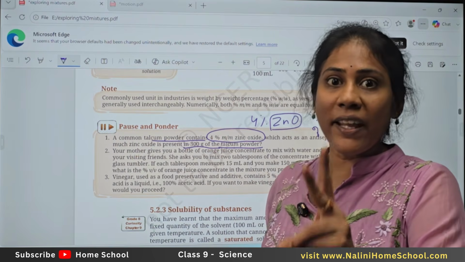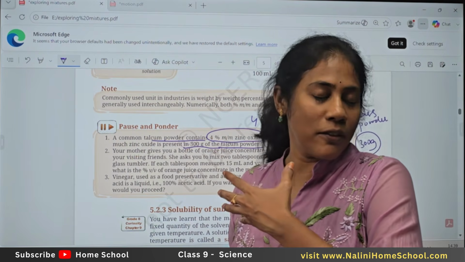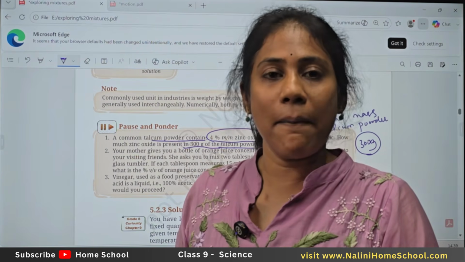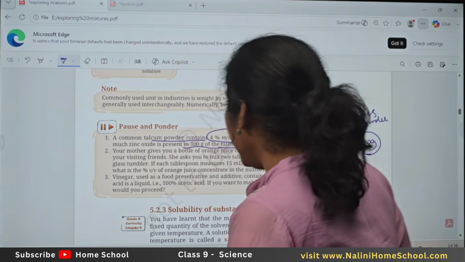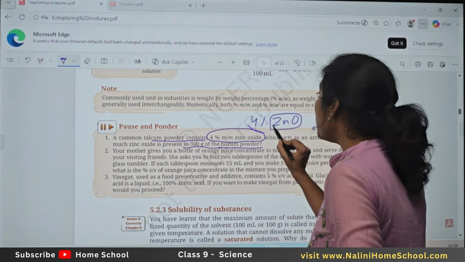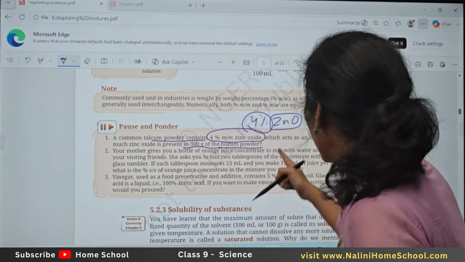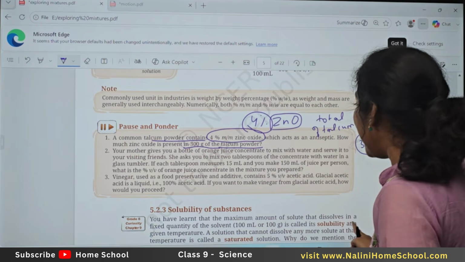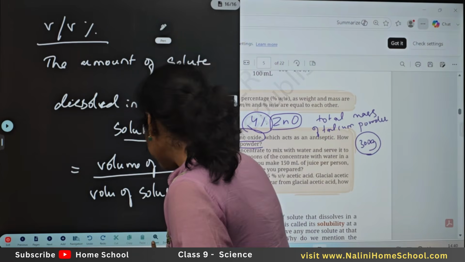Okay, so there are two ways of doing this problem. Say for your board exams or for your exams, they want a step-by-step answer. You have to use a formula and show it. But quickly, the moment you see this 4%, you can find out the answer. What is the meaning of 4% M by M? I told you just before, isn't it?